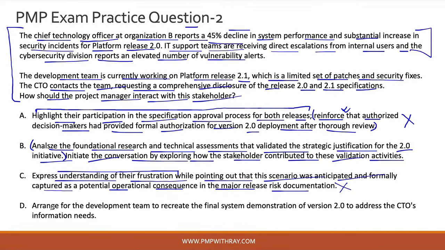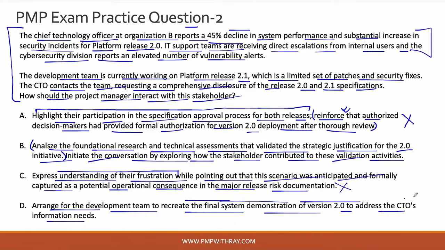Let's look at option D. Arrange for development team to recreate the final system demonstration of version 2.0 to address the CTO's information needs. Again, it is sort of a post-mortem analysis. Look at what the CTO is asking here. The CTO is asking to have a comprehensive disclosure of the releases of 2.0 and 2.1. Now, you are doing a post-mortem demonstration of version 2.0, which is already released in the market, and what good will it have to have a final demonstration now?